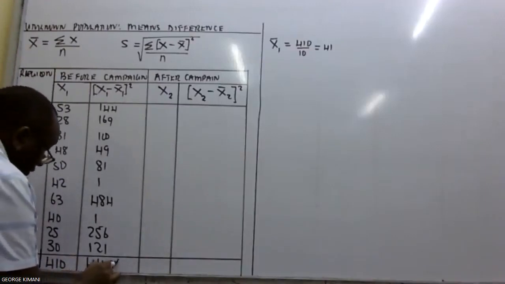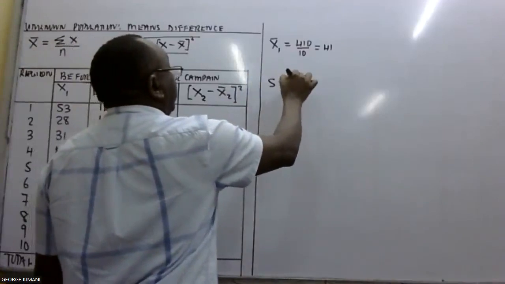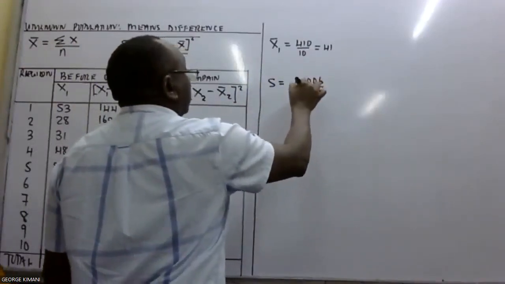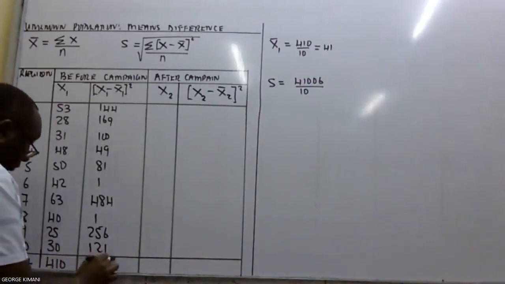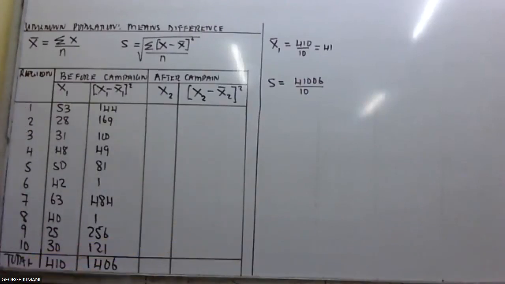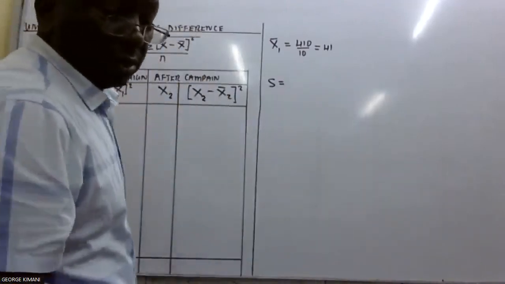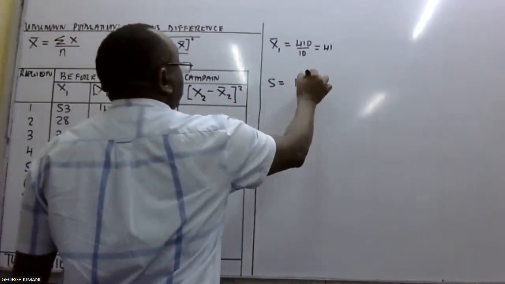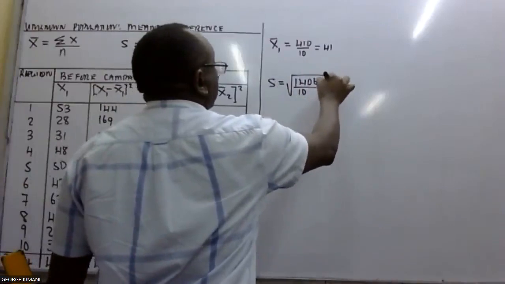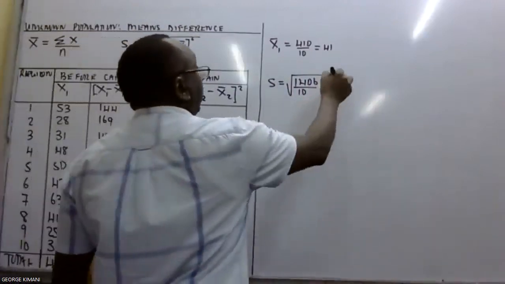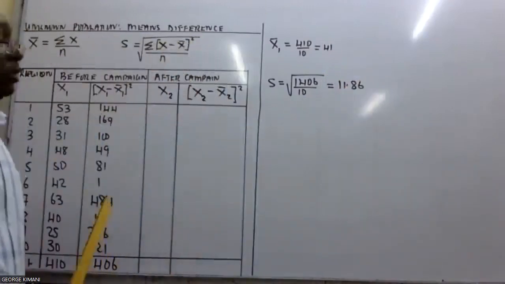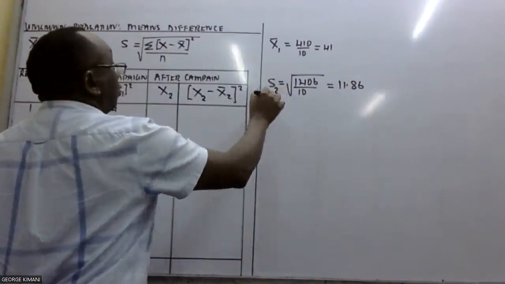The total is 1406. So that 1406 you divide by 10, then get the square root, which is 11.86. So this is S1.